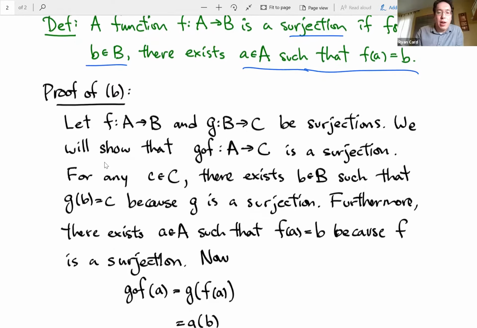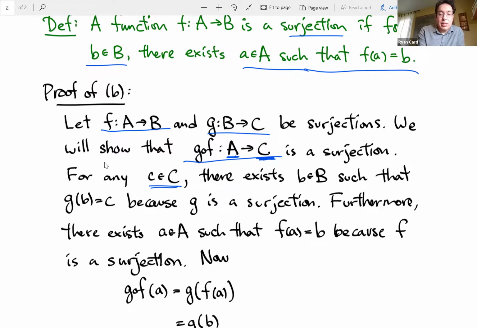Let's say f and g are surjections. What we want to do is prove that the composition is a surjection. To show that it's a surjection, I have to look at any number in the output, in the range C, and then show that there's at least one number that maps to that. So that's the goal. Let's start with any C in the range of the composition.